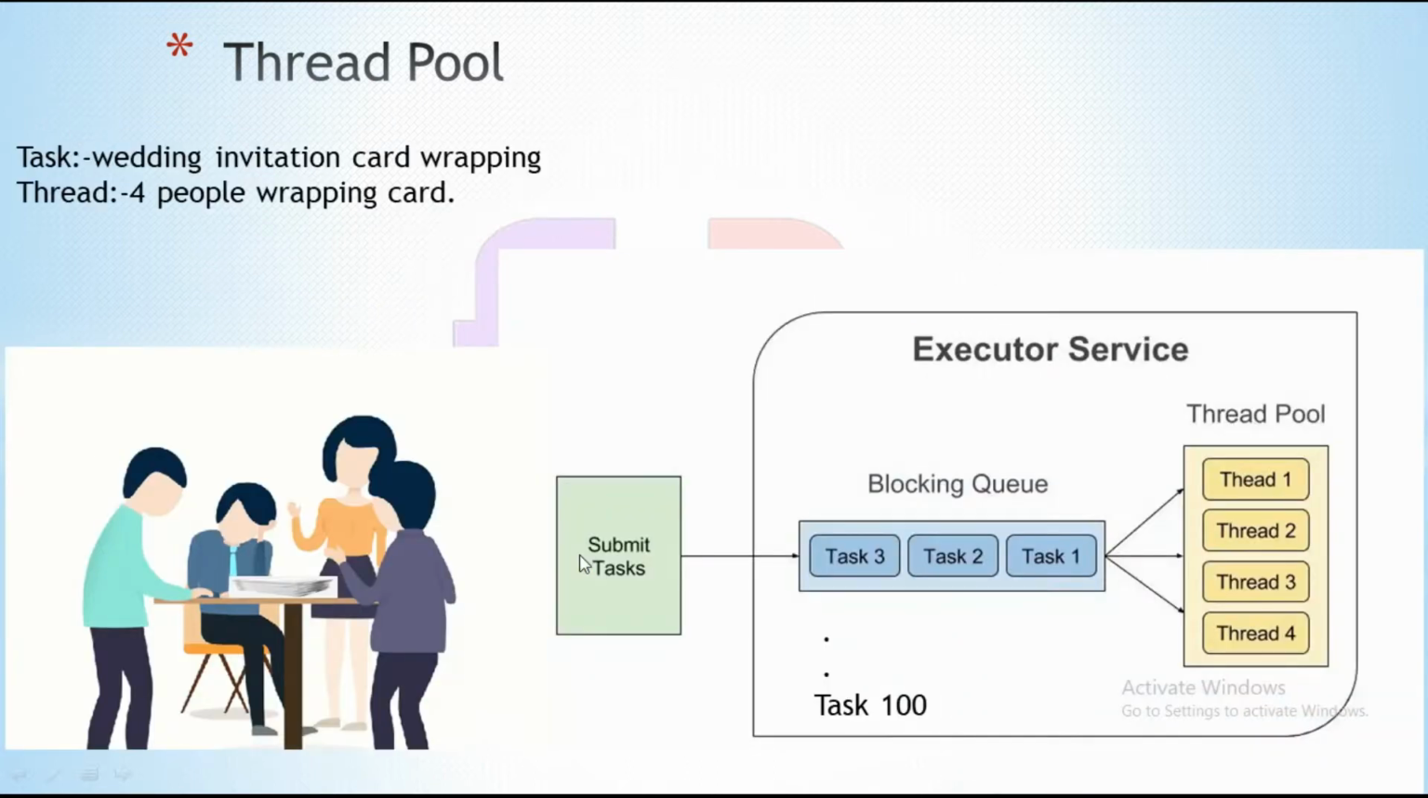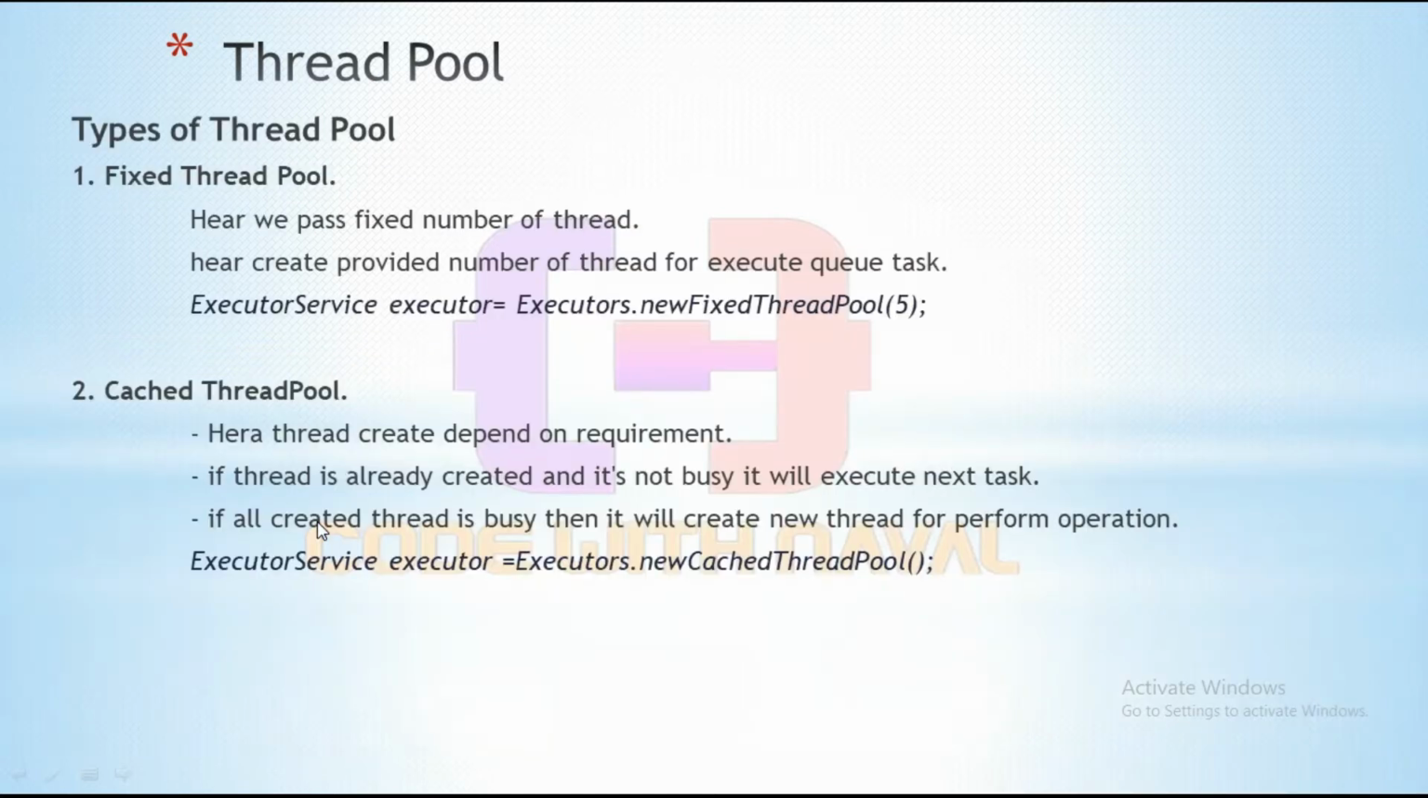Here let's consider, instead of these 100 tasks, we have 1000 tasks. And instead of these 4 people, we don't have a fixed plan. These 4 people are already working on one card, then a 5th person came and also joined them, then a 6th person, then a 7th. There is no guarantee how many people will join to do this task. That means the second scenario is a cached thread pool.